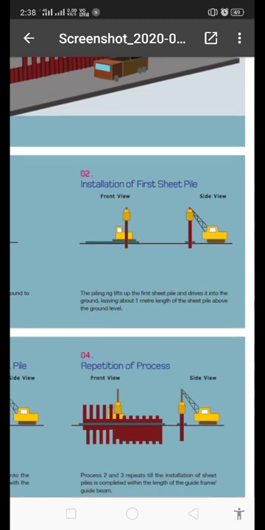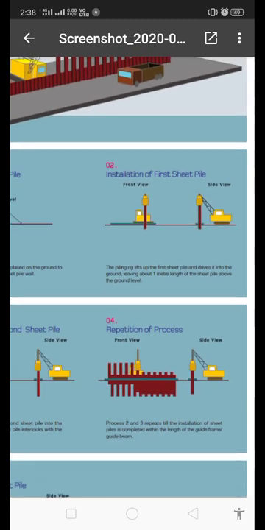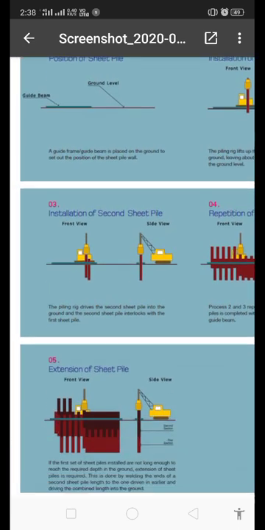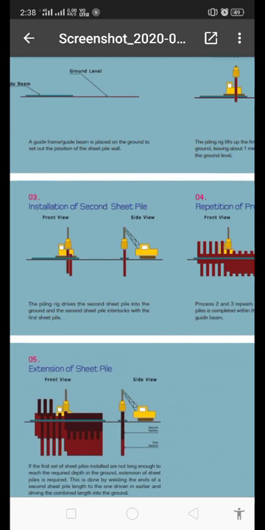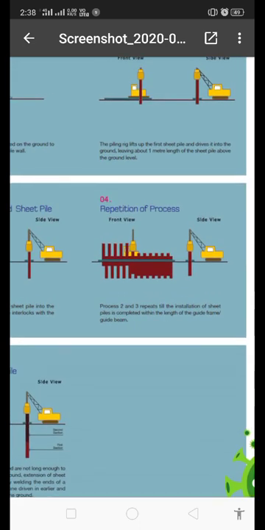Next is the installation of the first sheet pile; side view and front view are shown. The third step is installation of the second sheet pile, just beside the first, but somewhat higher. In the fourth diagram you can see alternate sheet piles have been installed.